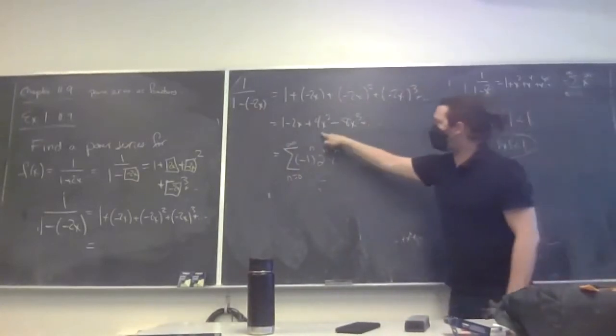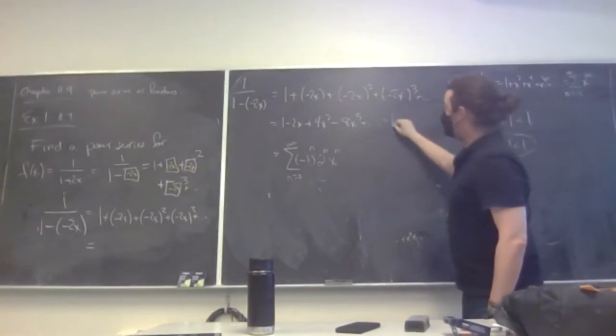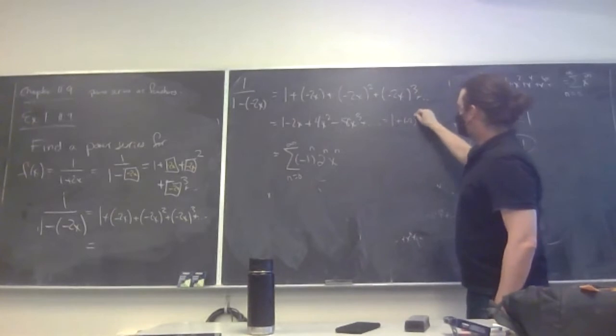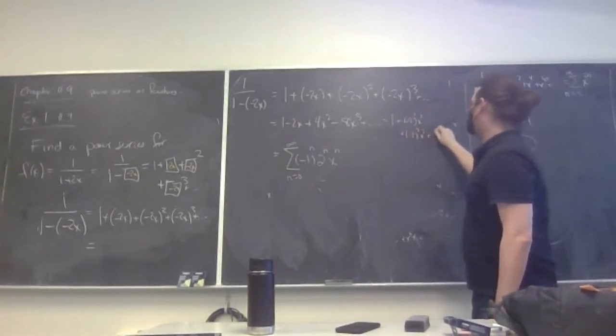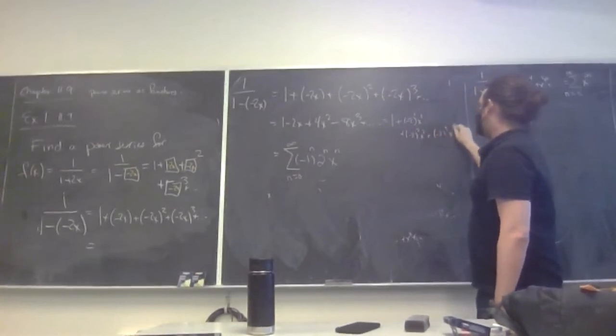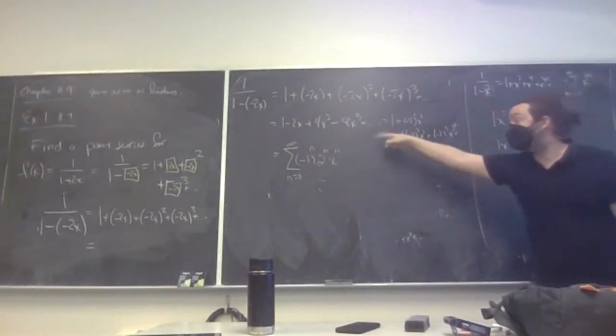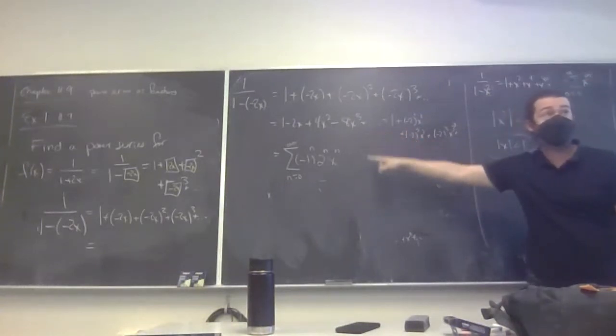If you don't like me having multiplied these things out because it actually makes it harder, you can go like this: minus 2 to the first, x to the first, plus minus 2 to the second, x to the second, plus minus 2 to the third, x to the third. It's actually sometimes easier to figure out what the sigma notation is without simplifying the numbers out.